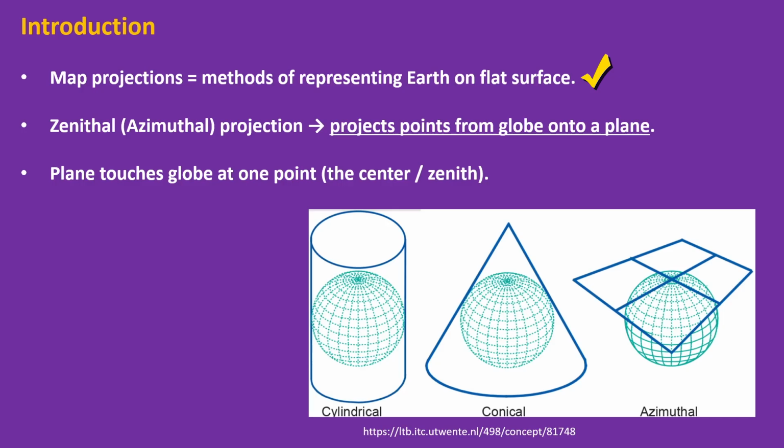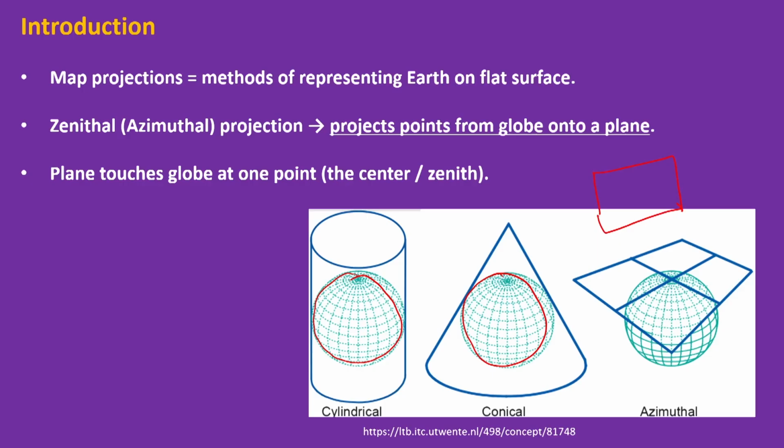So, look at this picture. Earth is like this. We are converting this three-dimensional earth surface into a flat two-dimensional surface like this. This is the simple definition of map projection, and let us understand zenithal projection. We have already discussed the cylindrical projection and conical projection. So, let us understand what is zenithal projection.